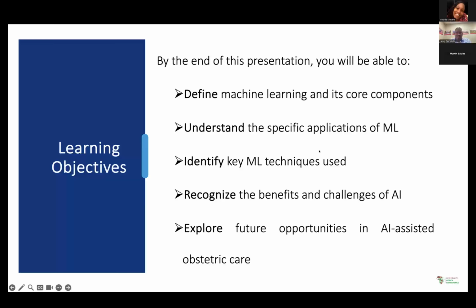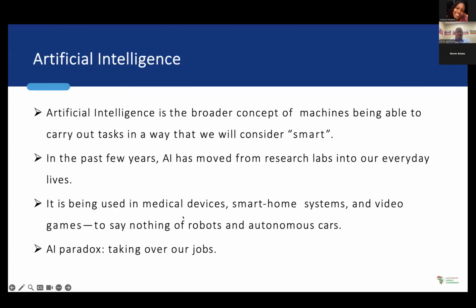Before we embark on machine learning, we need to have a clear picture of what artificial intelligence is. In simple terms, it's the umbrella, but by definition, it's a broader concept of training a machine to act or to carry out tasks in a smart way. Over the years, we've seen AI tested in the lab, but now we've seen AI in our day-to-day lives, as we're going to see.